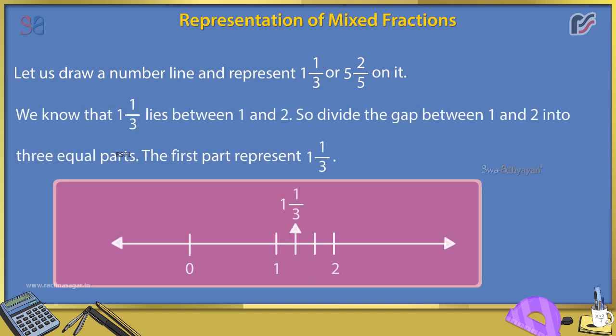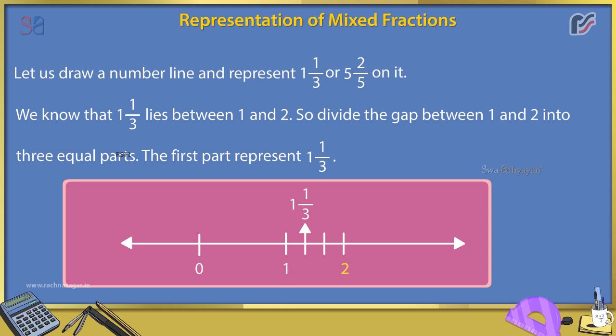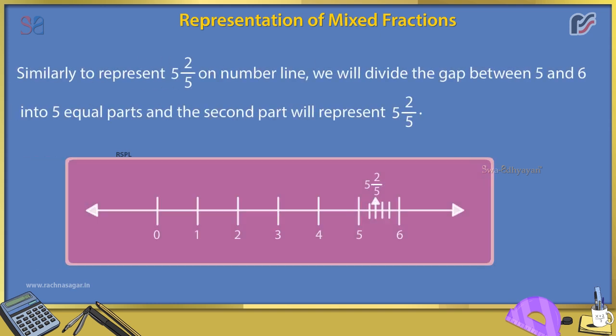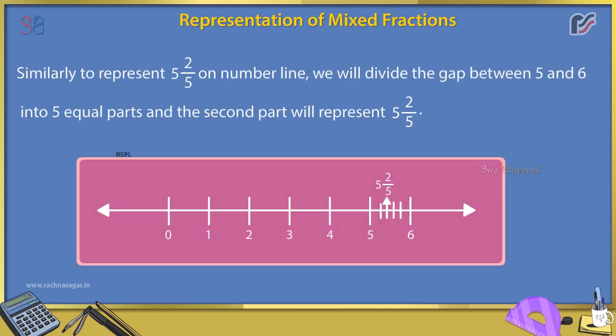We know that 1 and 1 by 3 lies between 1 and 2. So, divide the gap between 1 and 2 into three equal parts. The first part represents 1 and 1 by 3. Similarly, to represent 5 and 2 by 5 on the number line, we will divide the gap between 5 and 6 into 5 equal parts, and the second part will represent 5 and 2 by 5.